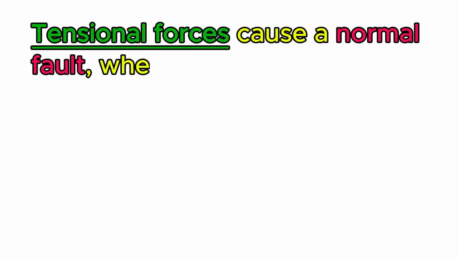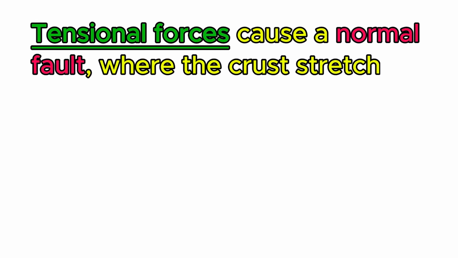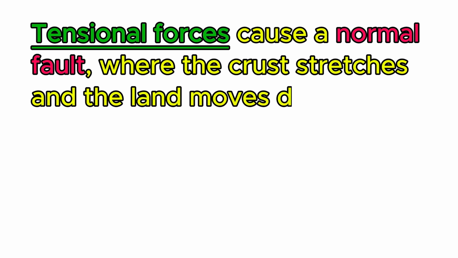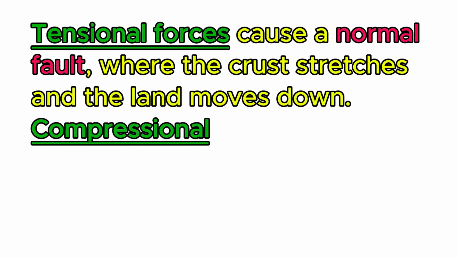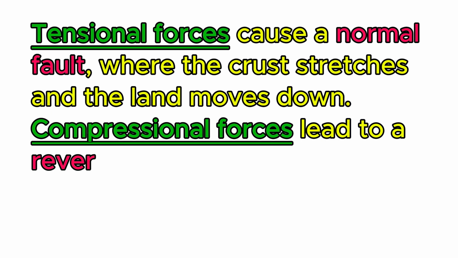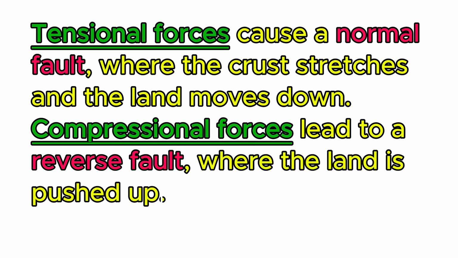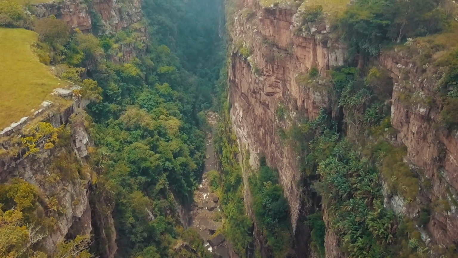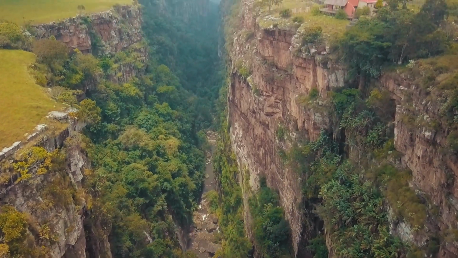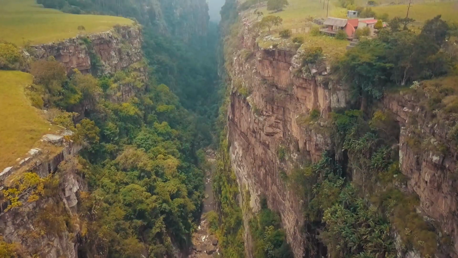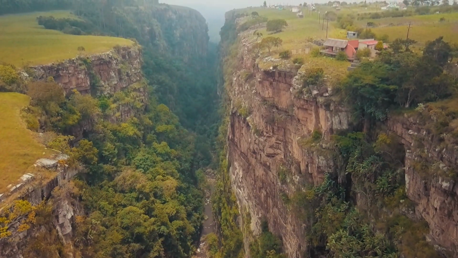Let's break it down. Tensional forces cause a normal fault, where the crust stretches and the land moves down. Compressional forces lead to a reverse fault, where the land is pushed up. Some of the major features that form because of faulting include rift valleys and block mountains, which we'll talk about next.